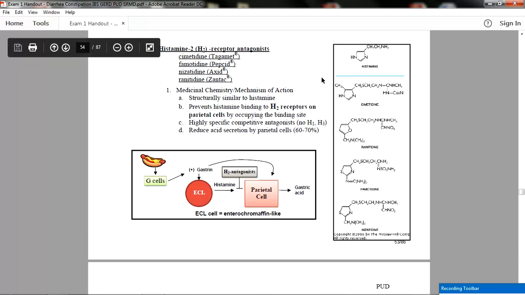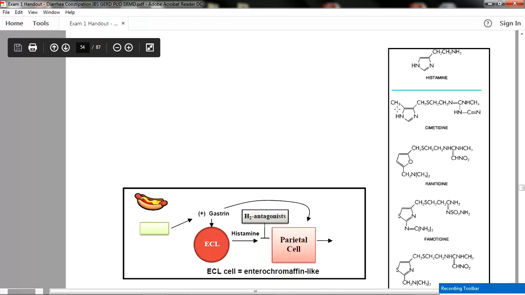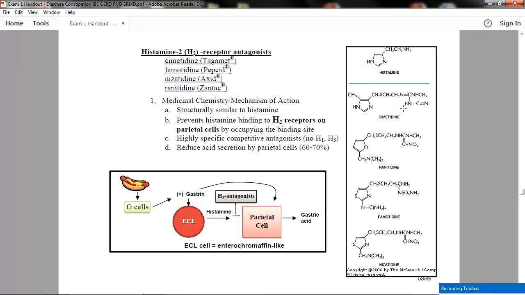You can see on the right side here the structures. You might have to zoom in so you can see them a little bit better. The structures are quite similar to histamine, but because of the added functional groups and the size, they end up being H2 blockers instead of activators.